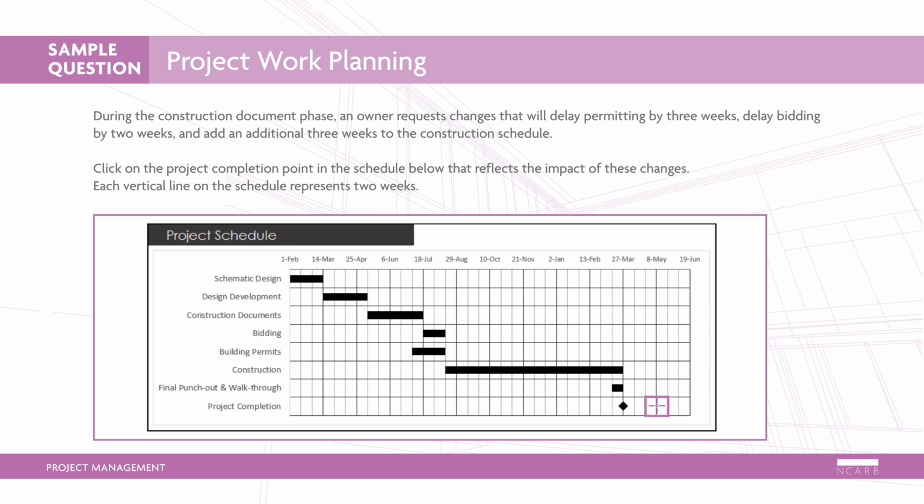The correct answer is a 6-week delay. Delays to permitting will cause other items to be delayed, and the overall schedule will need to be adjusted. The delays to bidding and permitting are concurrent, so they push back the start date of construction by 3 weeks. An additional 3 weeks must be added to the construction timeline. The new completion date will be 6 weeks later. This is an AE level item because it requires you to analyze the impact of each of the delays and determine their impact on the overall project completion.